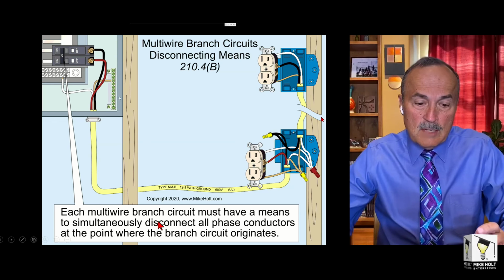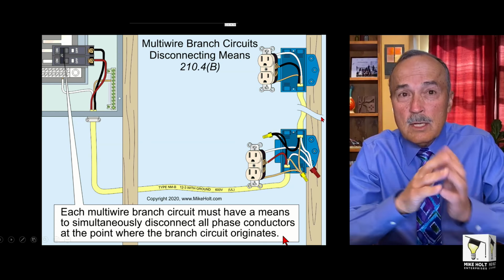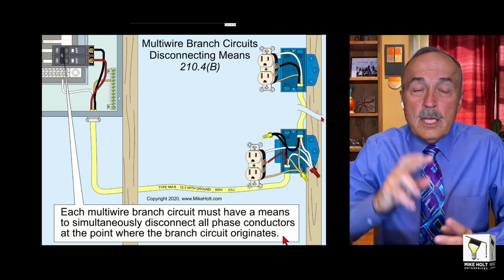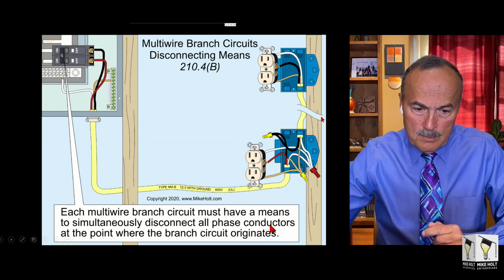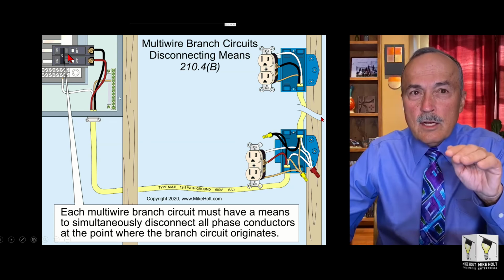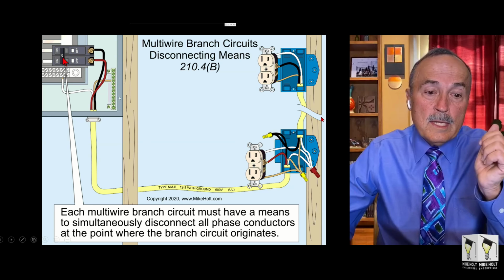Each multi-wire branch circuit must have a means to simultaneously disconnect all phase conductors at the point where the branch circuit originates. This was a conversation I had with somebody earlier in the last few weeks. Simultaneously open it. If you put 2 single pole breakers there, then you cannot open both circuits simultaneously. So a multi-wire branch circuit must have a means to simultaneously disconnect. Okay, so you're going to simultaneously open it. There's another rule about opening it simultaneously under a fault condition. This is opening it up mechanically.